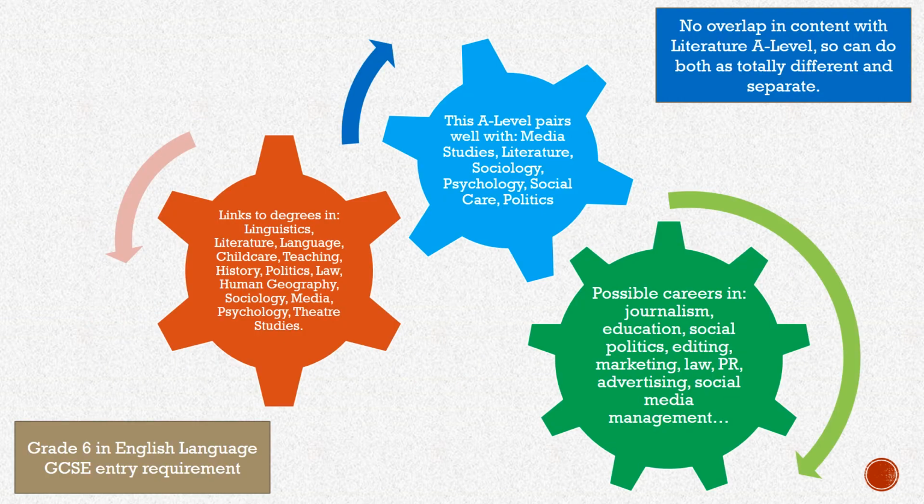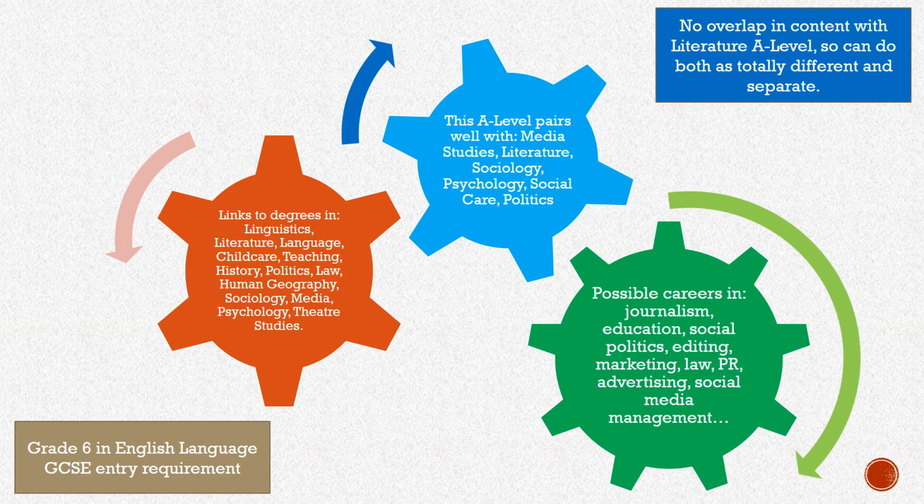So what does this go well with? What I would say is that there is no overlapping content at all with literature A-level, so you can do both subjects because they are totally different and totally separate. This subject works really well with media studies. There is some content overlap, as well as subjects like sociology, psychology, social care and politics.